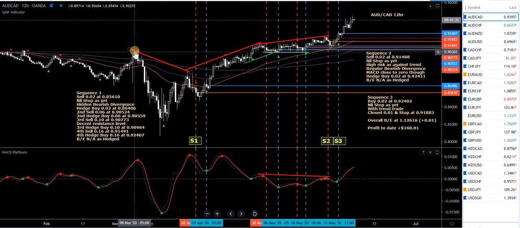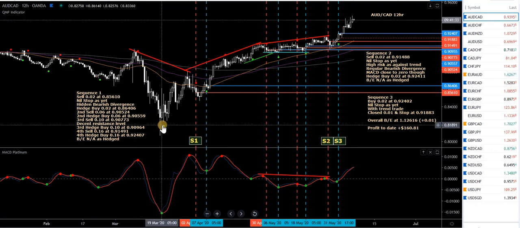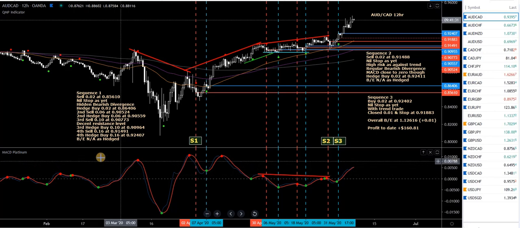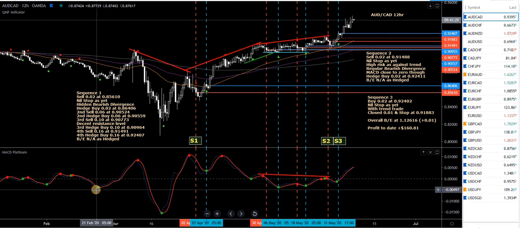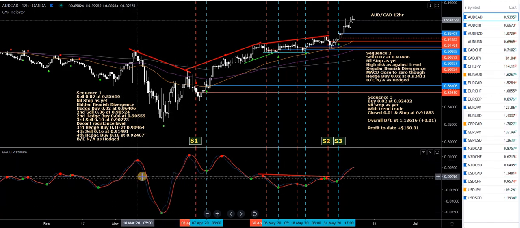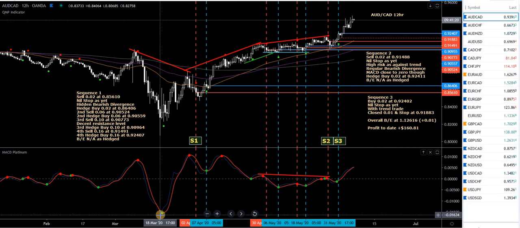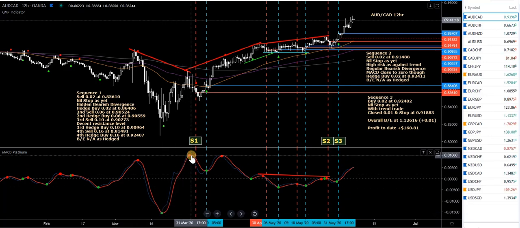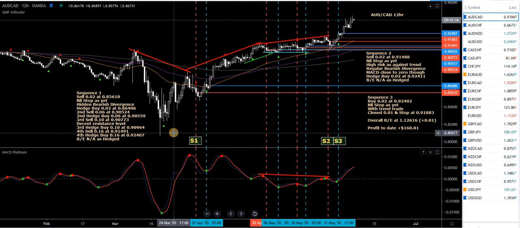Indicators, green and red dots on the chart, QMP filter. It's just a combination of this indicator, which is a MACD Platinum, which is just a zero lag MACD that oscillates around a zero level, the zero level being this dotted line. I'm looking for buys when it's below the zero level, sells when it's above the zero level.